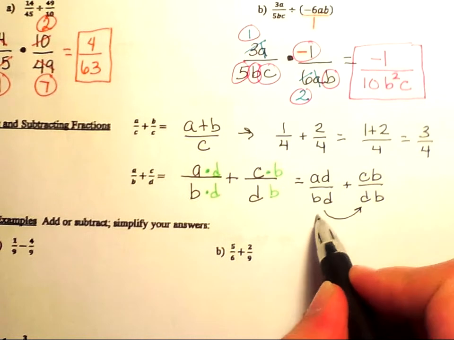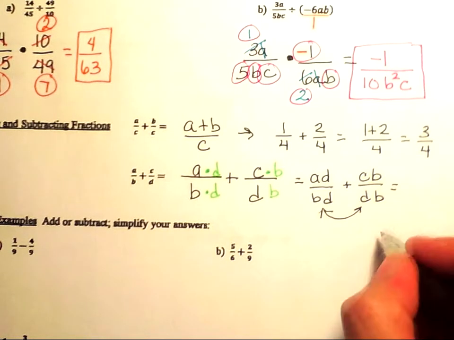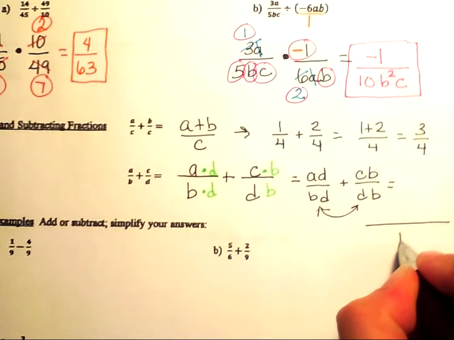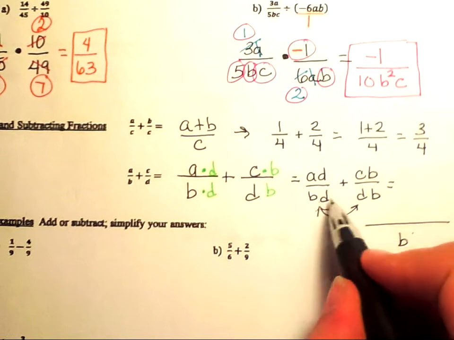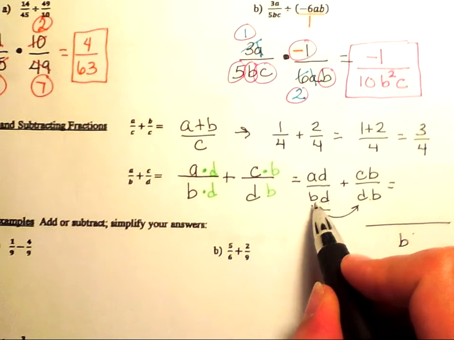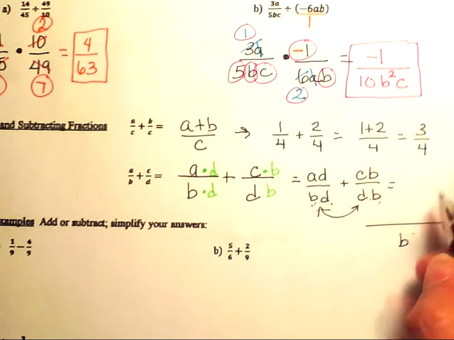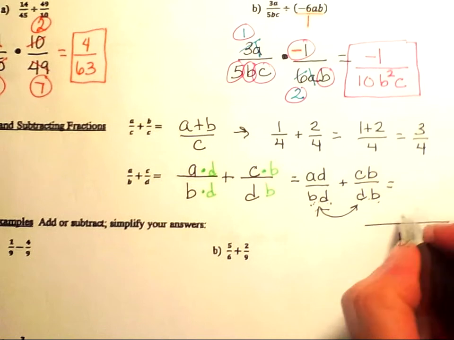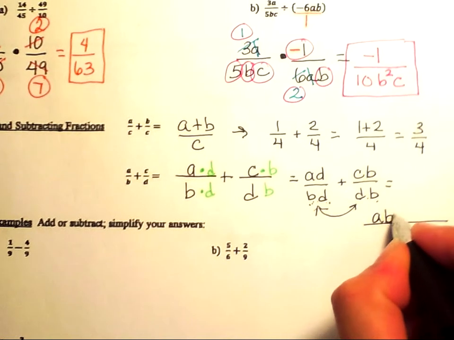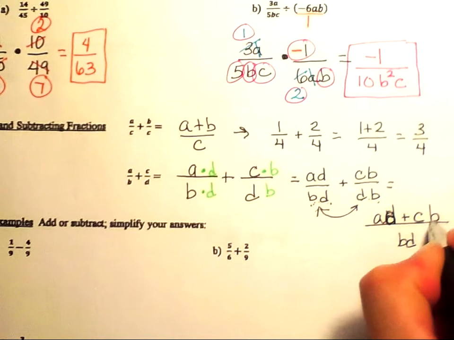Well, now these are alike. And once they're alike, I can just write it. Now remember, these are alike because multiplication commutes. So B times D is the same as D times B. And add the new numerators, I'm sorry, this should be a D. Plus C times B.